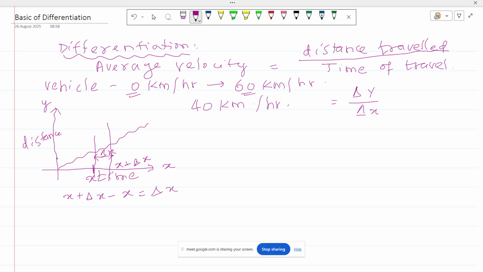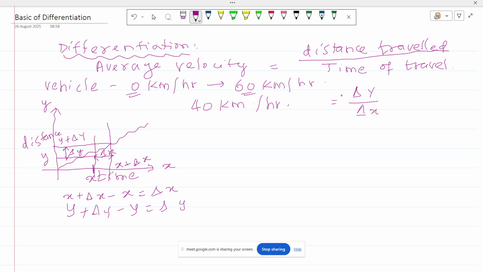At the same time, this is y, and up to here it is going now. This is the distance traveled, y plus delta y, and this difference is delta y. That means y plus delta y minus y equals delta y. Generally we write time in the x-axis and distance traveled in the y-axis.